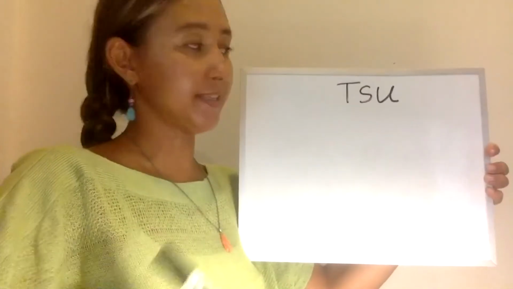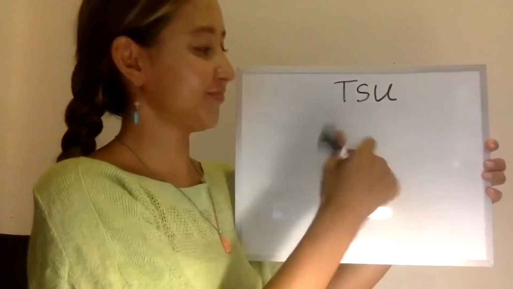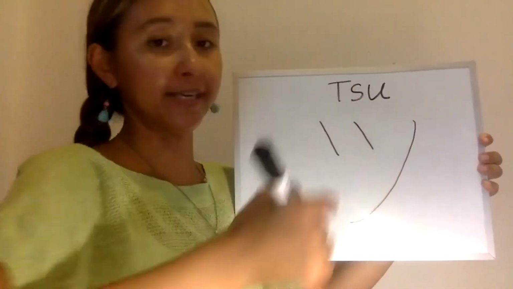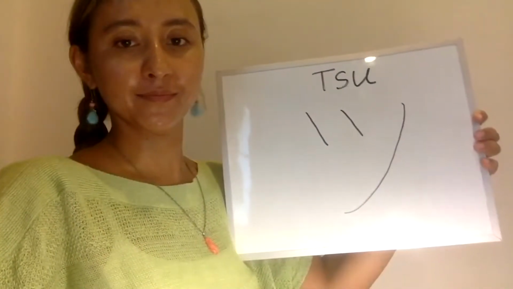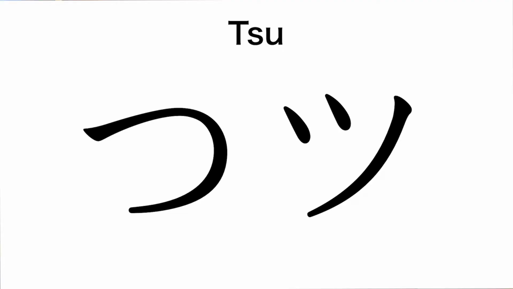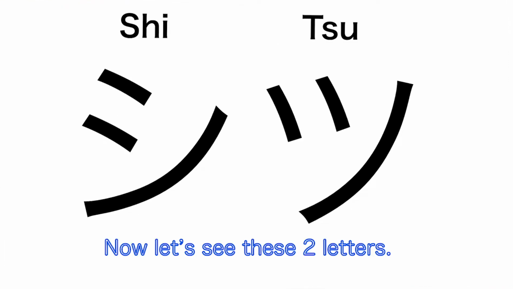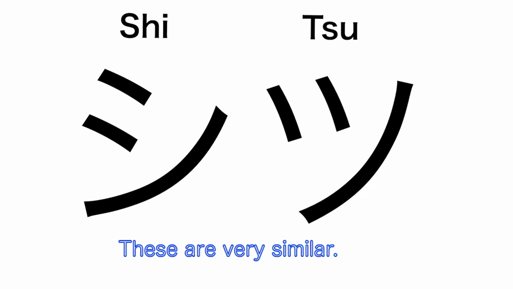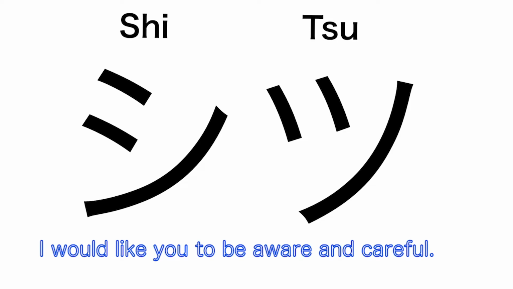The next one is Tsu. 1, 2, 3. Tsu, tsu. So now let's have a look at these two. Katakana shi and tsu are very similar. I want you to be very careful.